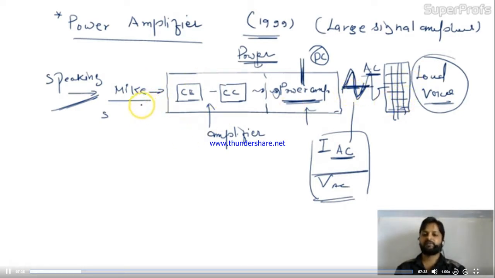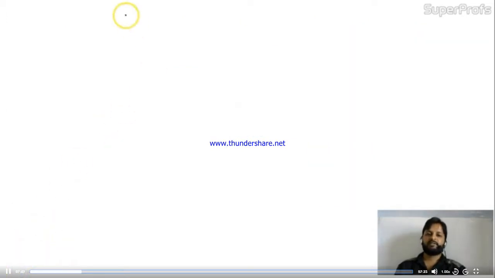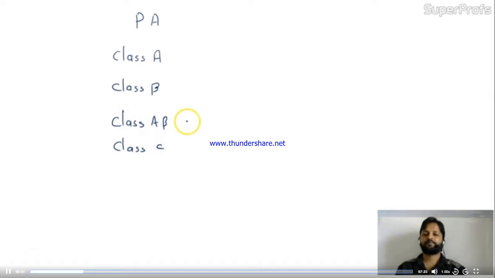Is it okay, friends? Based on the application, power amplifiers are classified into 4 categories: Class A amplifier, Class B amplifier, Class AB and Class C amplifier. So what is the Class A amplifier? What are Class B, Class AB and Class C?